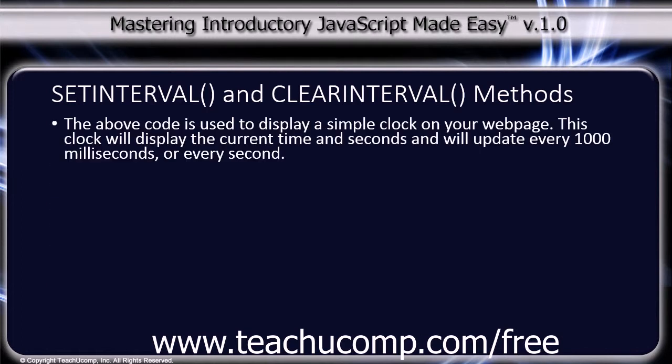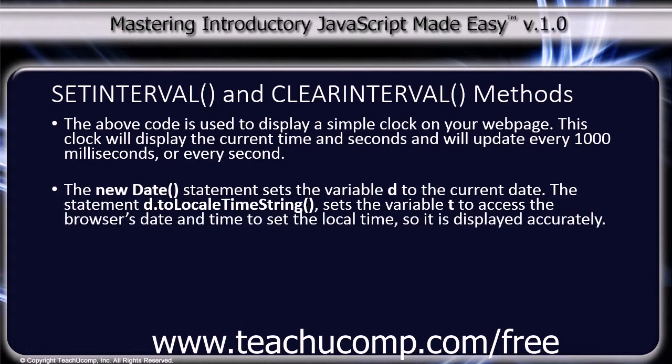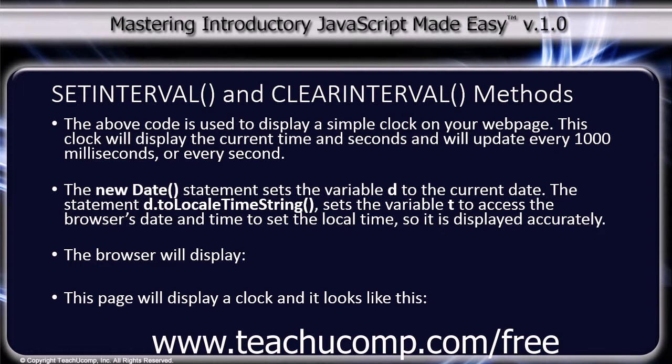The above code is used to display a simple clock on your web page. This clock will display the current time and seconds and will update every 1,000 milliseconds or every second. The new Date statement sets the variable d to the current date. The statement d.toLocaleTimeString sets the variable t to access the browser's date and time to set the local time so it is displayed accurately. The browser will display, this page will display a clock, and it looks like this, and then the current time.